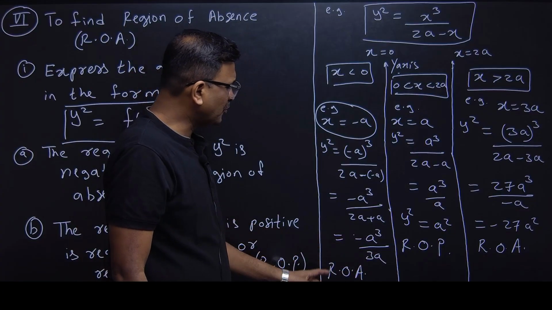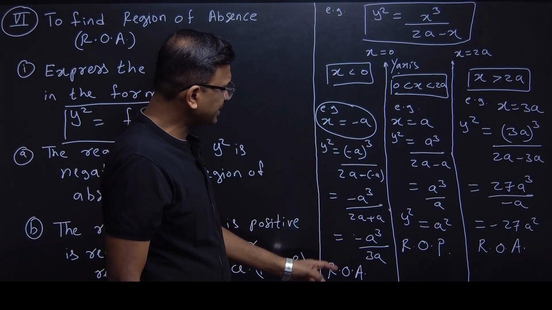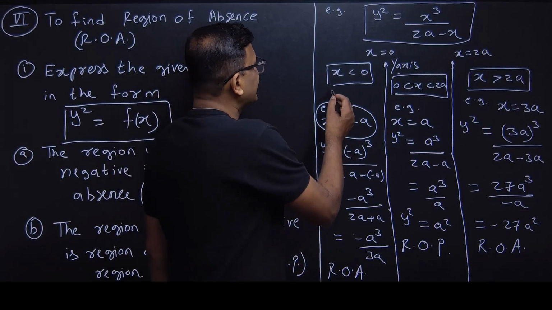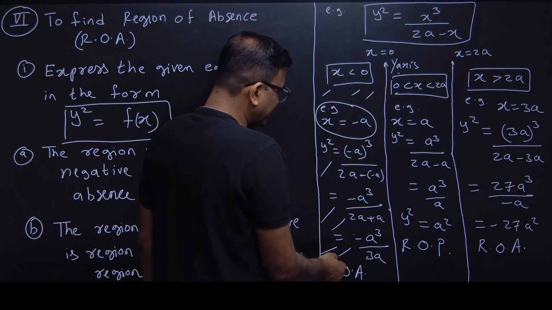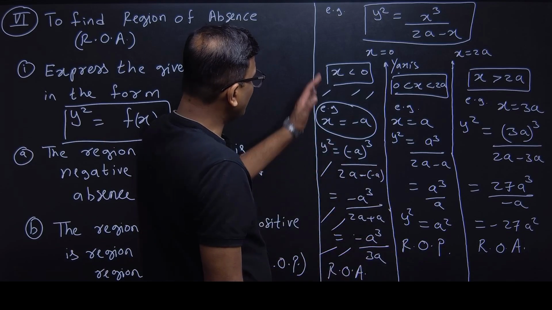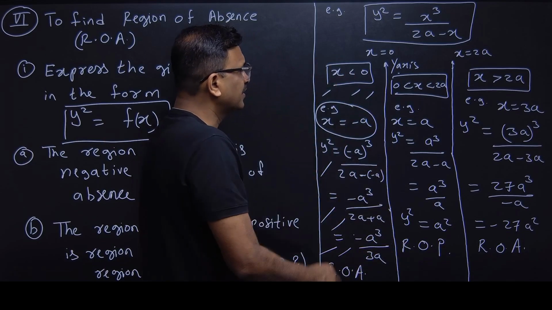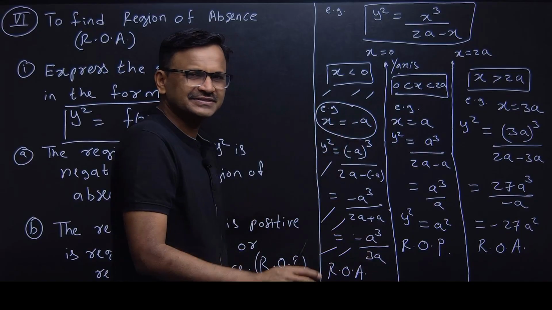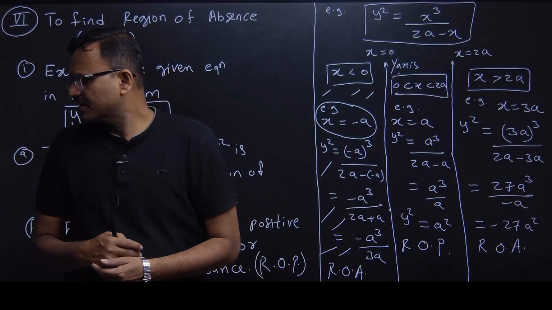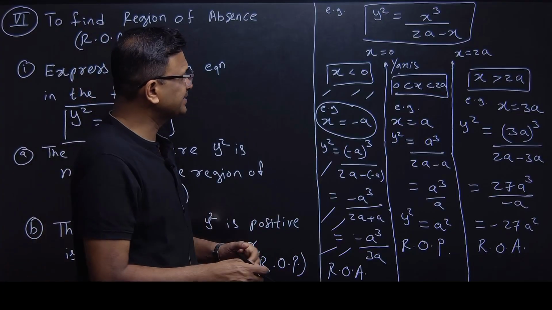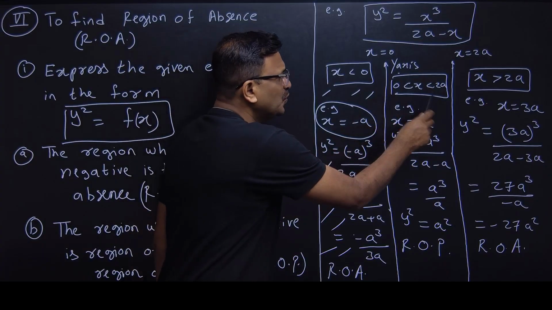So negative upon positive will be negative, y square is negative, so therefore this is a region of absence. The curve is not present here, it will be a region of absence here. The curve will not be present in this region, x less than 0. Similarly, now if you consider the second region, that is the region between 0 to 2a.